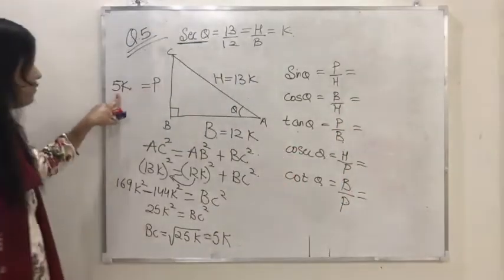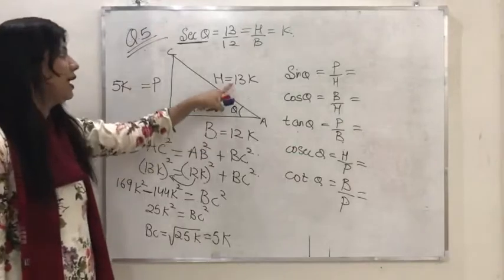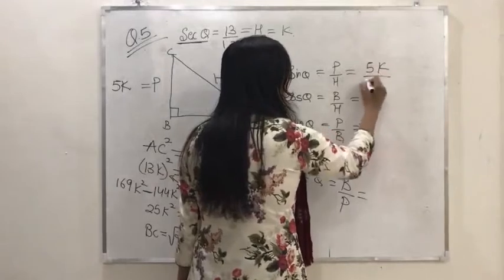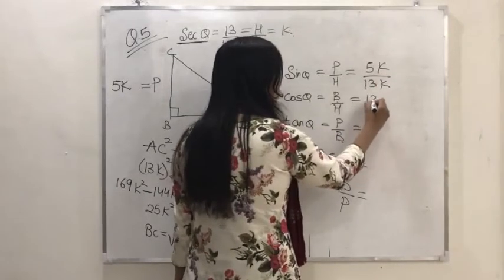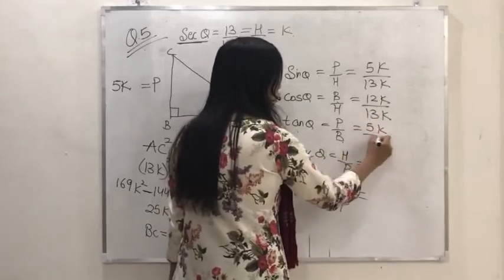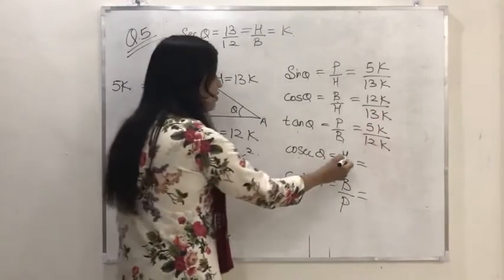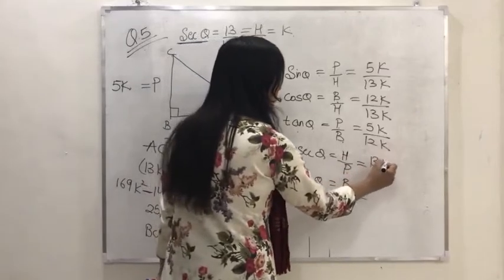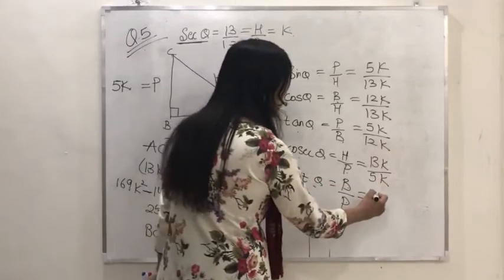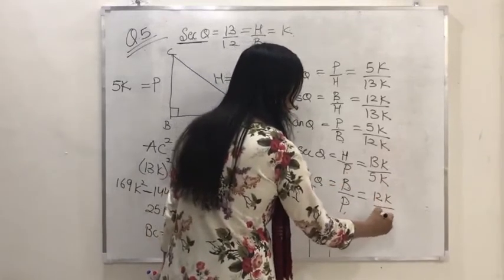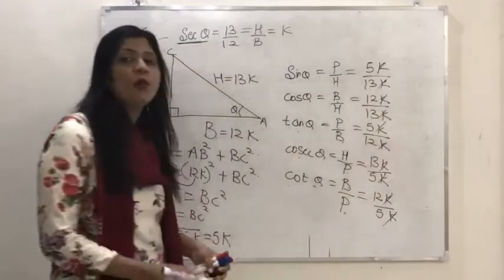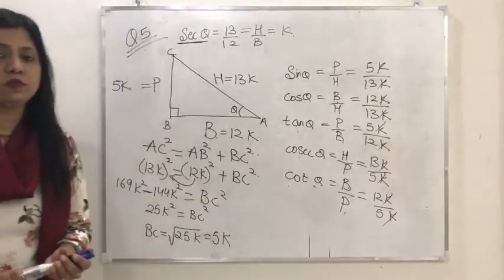Your perpendicular is 5k, your base is 12k and your hypotenuse is 13k. So in the first one you will get 5k upon 13k. Cos, base is 12, so 12k upon 13k. Tan is 5k upon 12k. Then cosec is hypotenuse upon perpendicular, so it will be 13k upon 5k. And lastly, cot theta is base upon perpendicular, so it will be 12k upon 5k. From all the ratios, you will cancel the k. So you will get the values of the remaining trigonometric ratios.